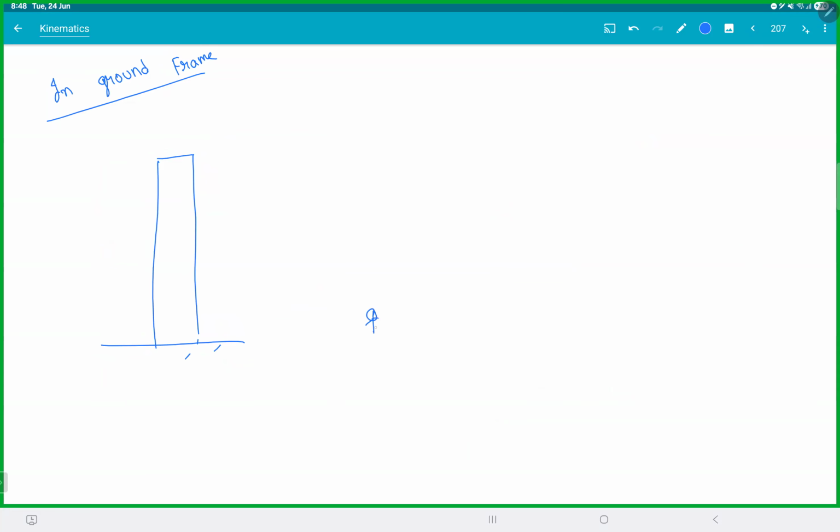So this guy is your observer. B is going with 30 meters per second. Gravity is G. If you find the displacement of B, it is 30 into 5 plus half, gravity is negative, minus G, 5 square. This will be 150 minus 125, 25 meters.